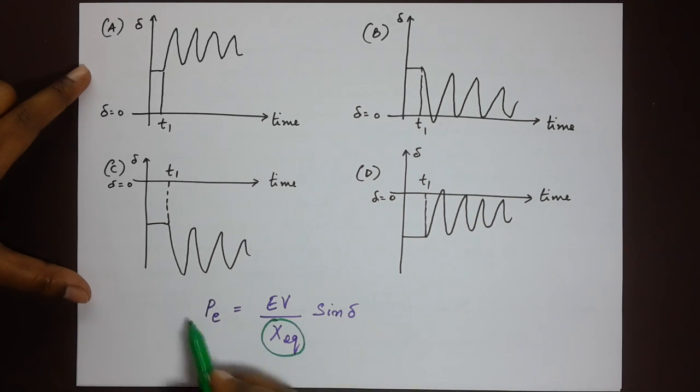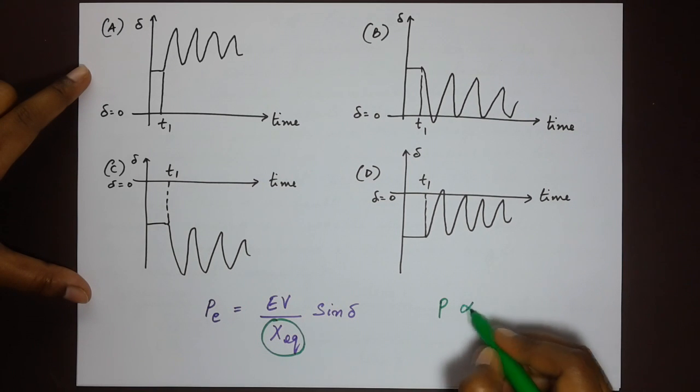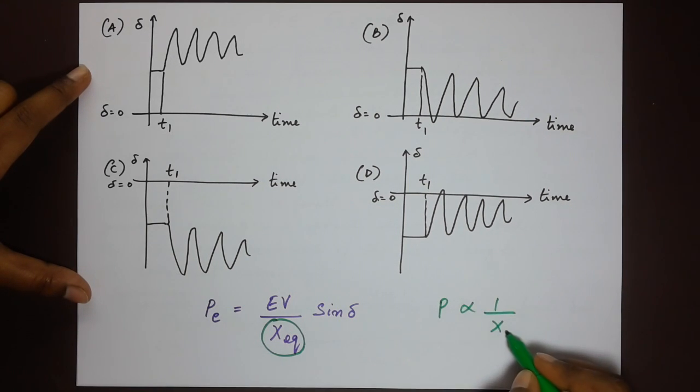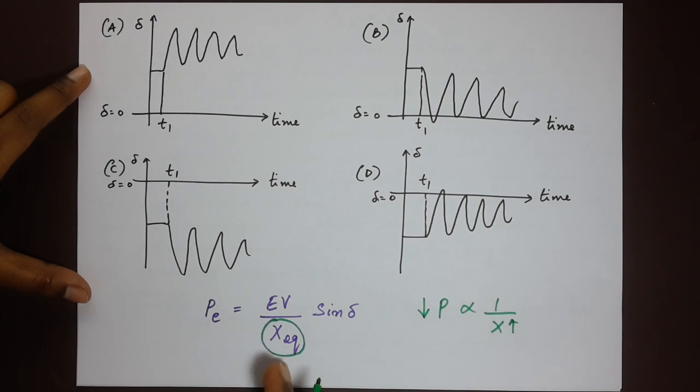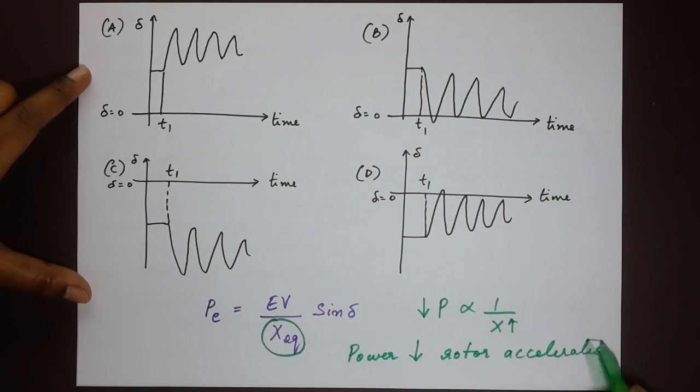Now this leads to a reduction in the power. So what happens is, from this equation, we see power is inversely proportional to reactance. So if reactance increases, what happens to the power? The power decreases, right? So this equation is the swing equation, really. From the swing equation, what we see is when the power decreases, the rotor starts accelerating. Now when the rotor accelerates, that implies that the rotor angle increases.